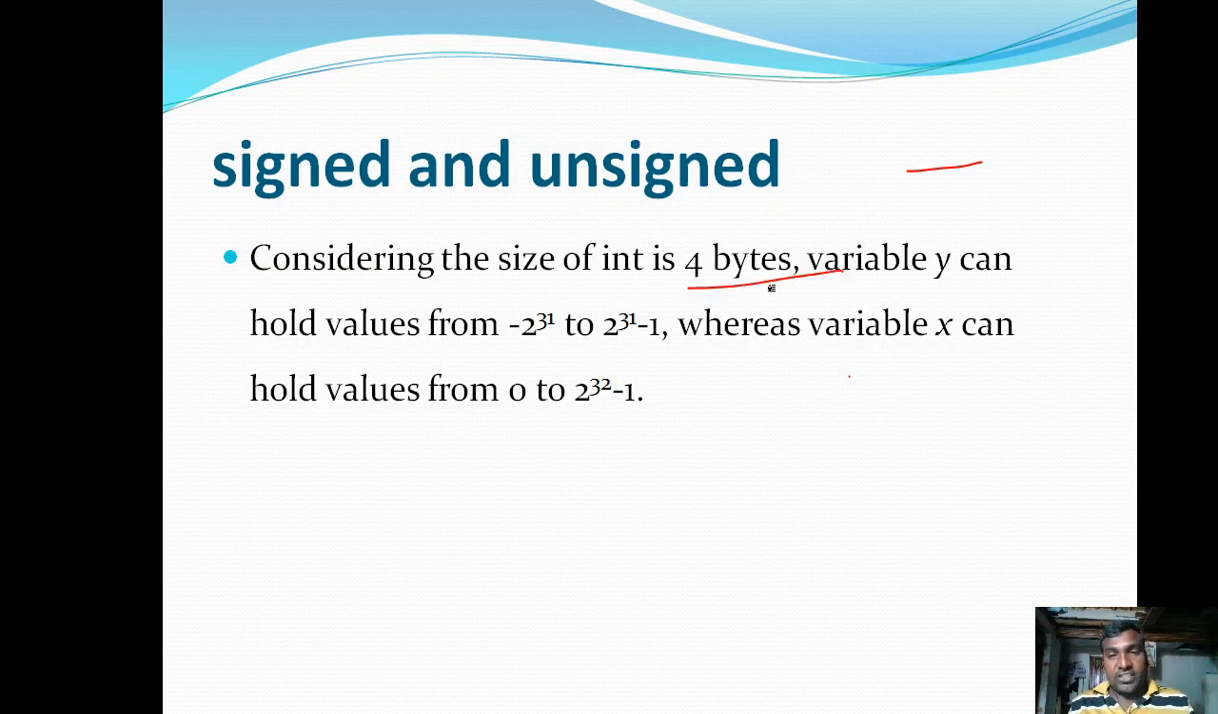Now consider the size of int is 4 bytes. Then variable y can hold minus 2 power 31 to 2 power 31 minus 1, whereas variable x can hold 0 to 2 power 32 minus 1, because x is an unsigned integer variable, whereas y is a signed variable. Its range starts from negative to positive including 0.